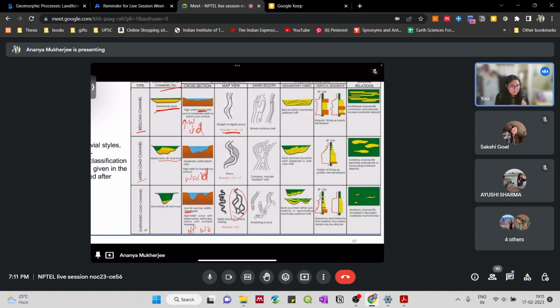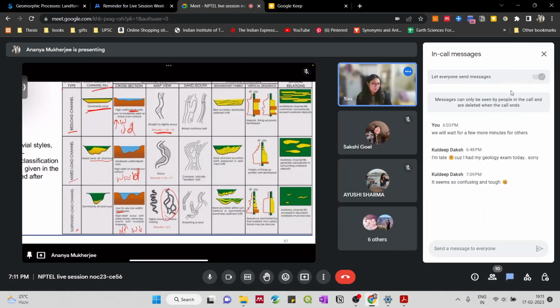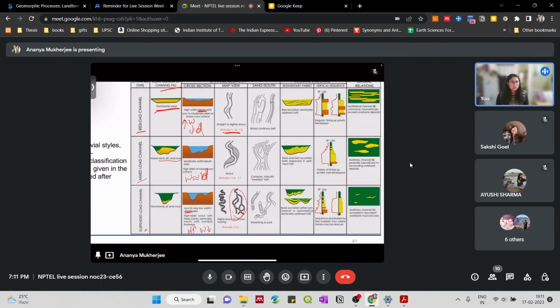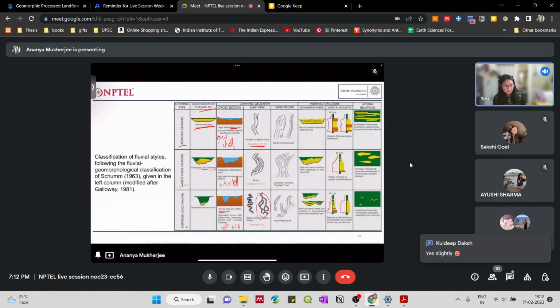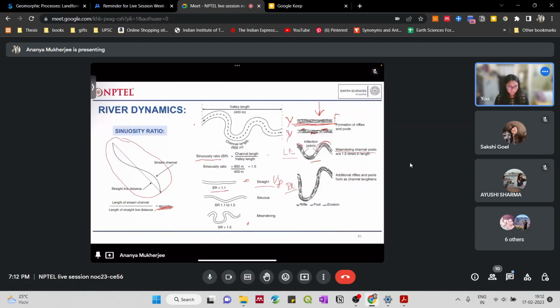Is this easier to understand, Kuldeep? I think Kuldeep had a doubt. Is this easier to understand, when I talk in terms of the kind of sediments that are in there, and the depth and the width, and then how it is going to appear? Is this understood, or should I explain this again? Okay, it's still confusing. Okay, I'll go back to the previous slide then. Did you understand this one?